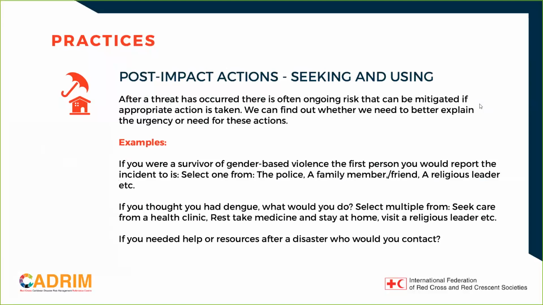And then if you needed help or resources after a disaster, who would you contact? And if people say family or friends and don't have any other thing that they can put there, maybe you need to talk about if this is something that your Red Cross National Society can do. How can you get word out that you are someone that they can contact, or that there is a local government organization that they can contact? And that will help when you form your risk communication materials.